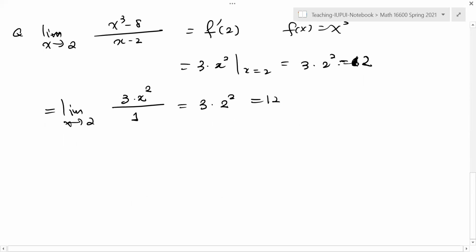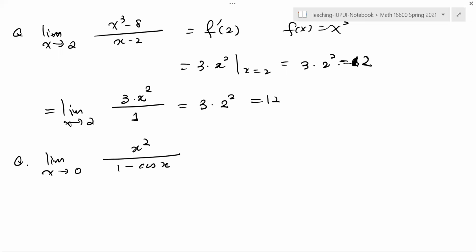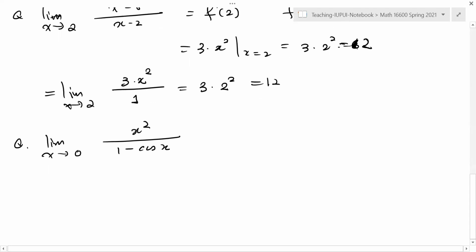All right, so let's try another one. You can do it. It's going to be x squared over 1 minus cosine x. You try this. Clearly when x equals 0, the denominator is 1 minus 1, so it's 0, and the numerator is 0. So you can try to see what you can get.